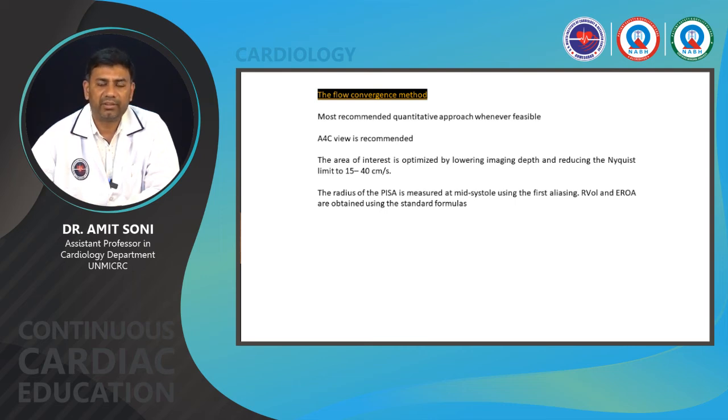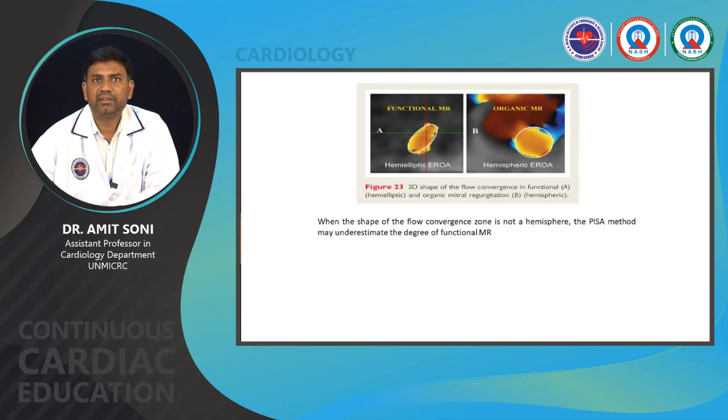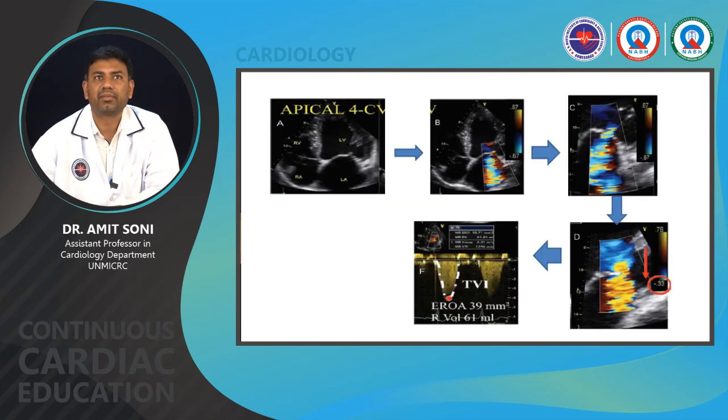Regurgitant volume and effective regurgitant orifice area are obtained using the standard formulas. In this diagram, the 3D shape of the flow convergence in functional mitral regurgitation is hemi-elliptical, and organic mitral regurgitation is hemispheric. So when the shape of the flow convergence zone is not hemispheric, the PISA method may underestimate the degree of functional mitral regurgitation.